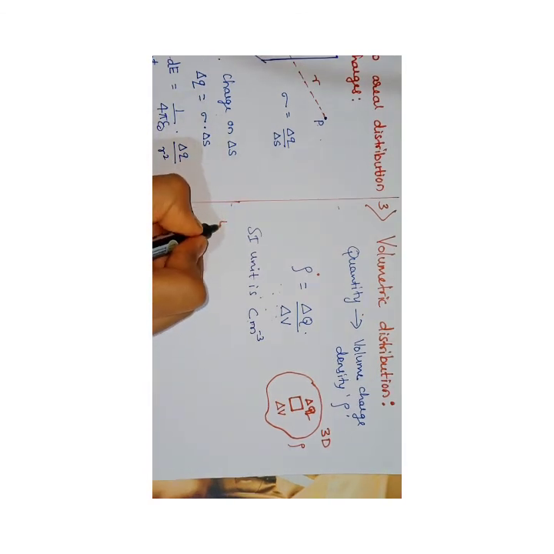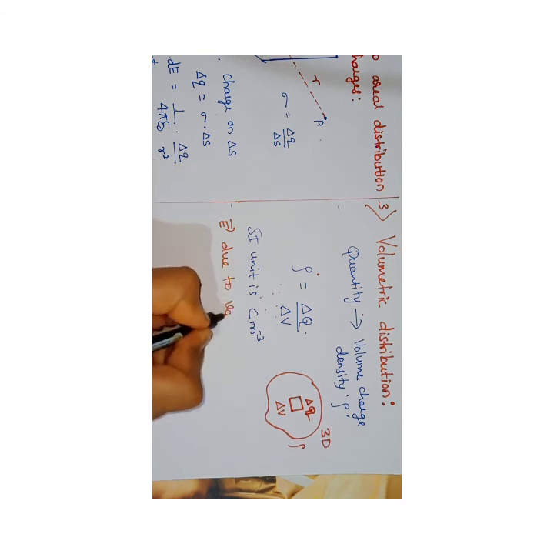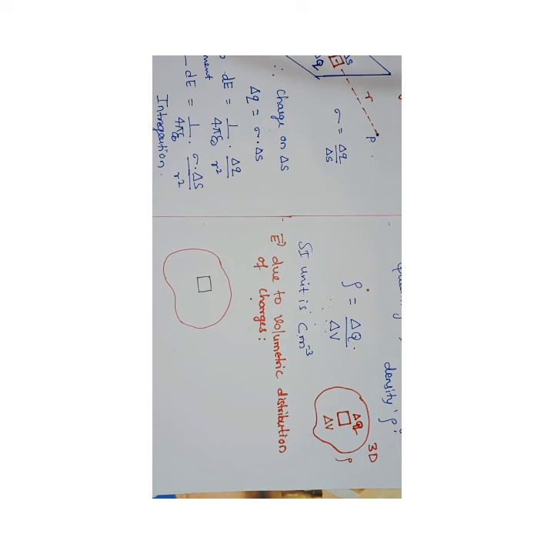Okay, so what are you going to do now? Next, you are going to calculate the electric field due to a volumetric distribution of charges. For this I have considered a 3-dimensional body, and in it I have considered a small volume delta V. How many charges are present here? Small delta Q. Due to this small volume, at a point P outside, the distance between this and this I'll take as R. So at point P we have to find the electric field due to this small volume element, right?